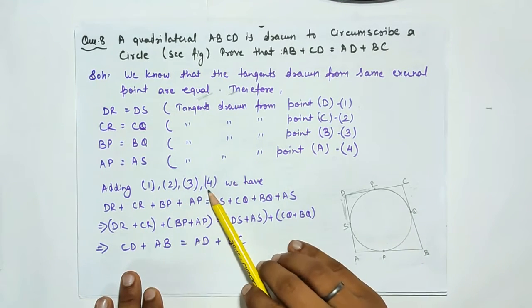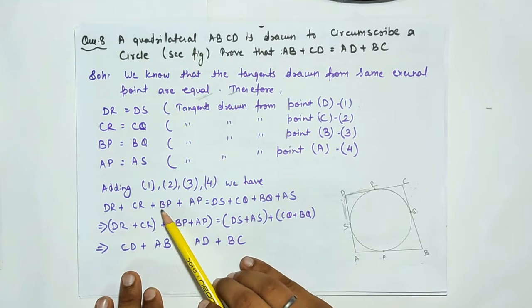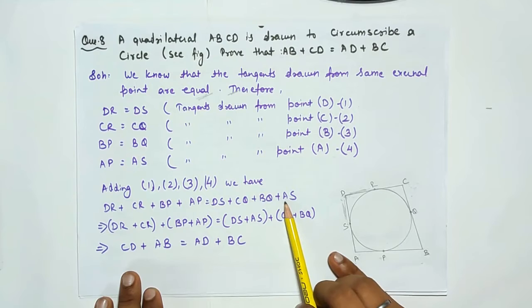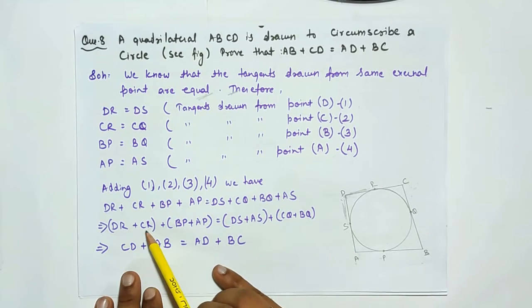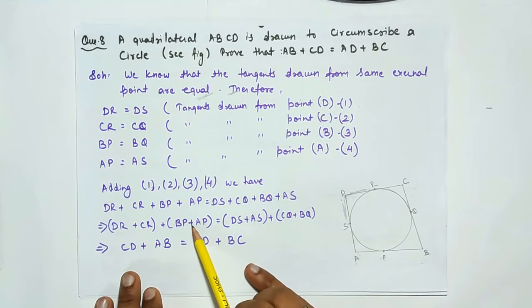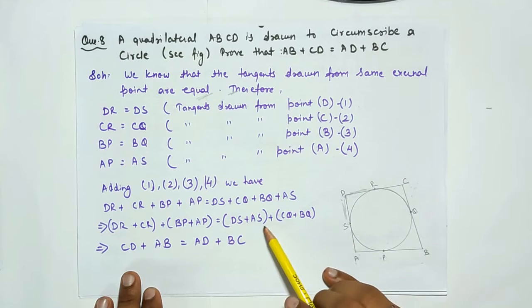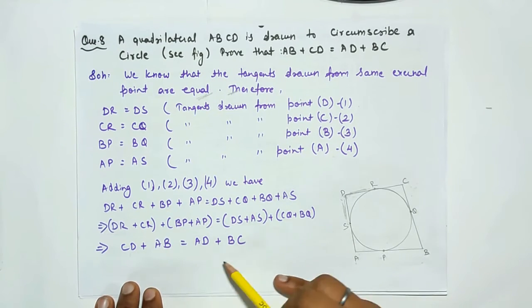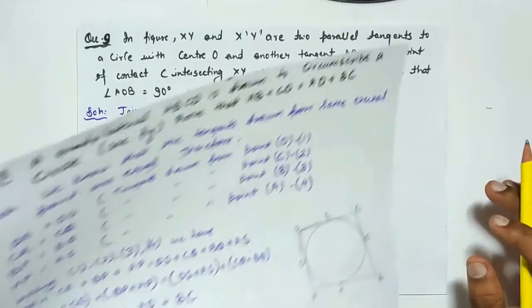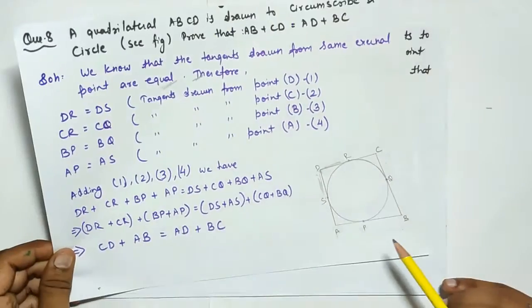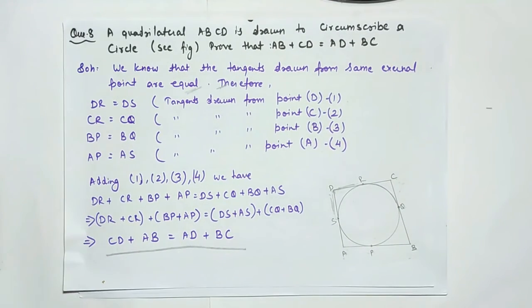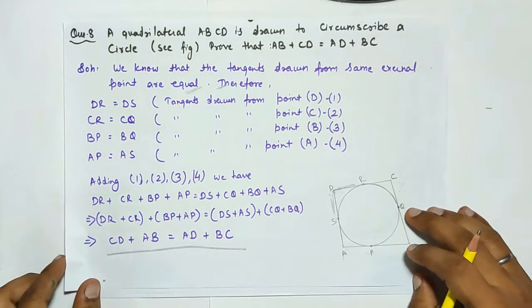Adding these four, we have DR plus CR plus BP plus AP is equal to DS plus CQ plus BQ plus AS. Therefore CD plus AB is equal to AD plus BC. After doing this, we have to check it. The main solution is CD plus AB is equal to AD plus BC.